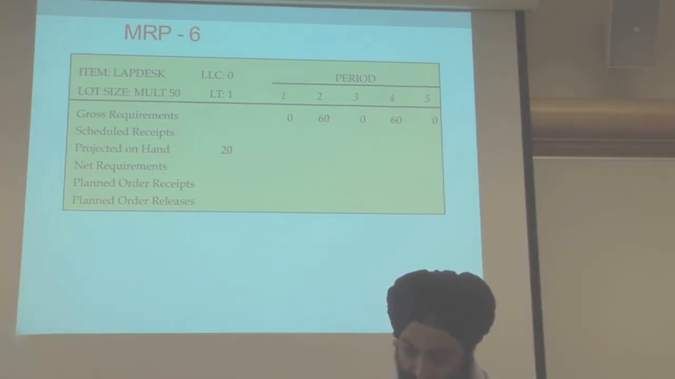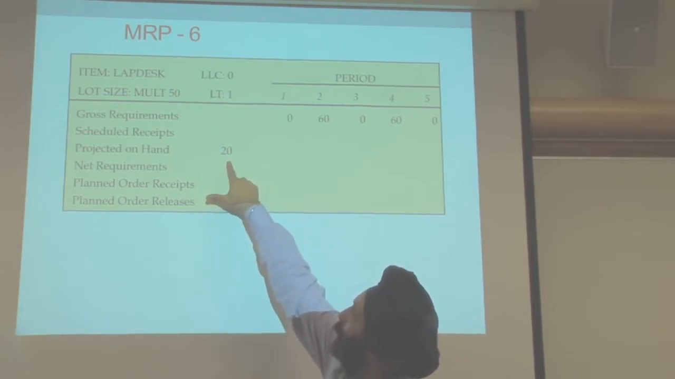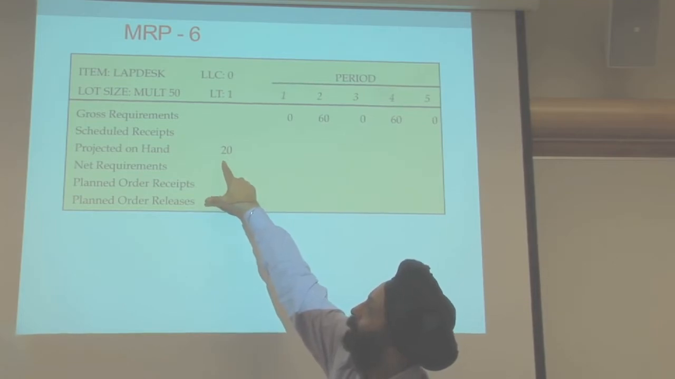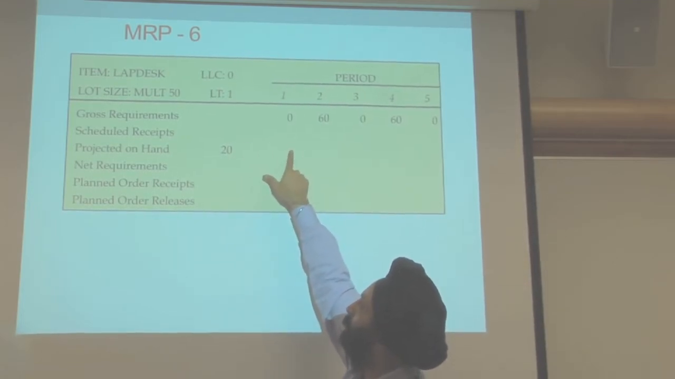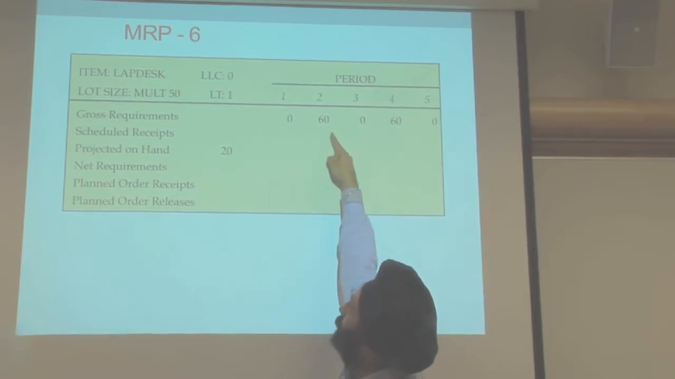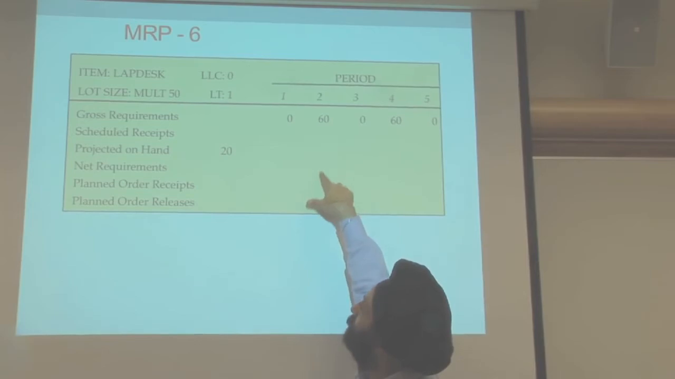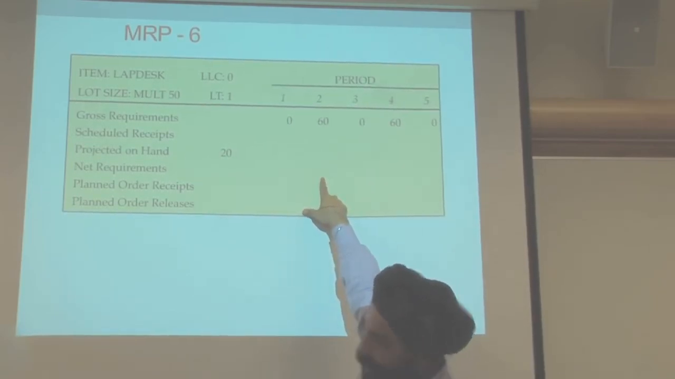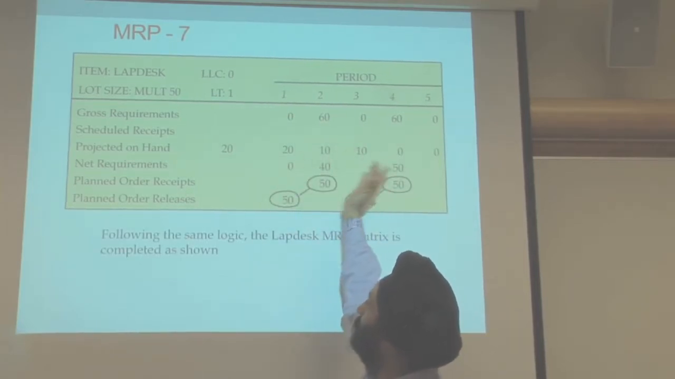So let's go ahead and calculate. Since this is 220, in period 1 there is no gross requirement. The projected on hand remains the same over here, so you'll have a 20 over here, and then 20 minus 60 will give you negative 40, and that's where the net requirement of 40 will come in, which will trigger an order release.